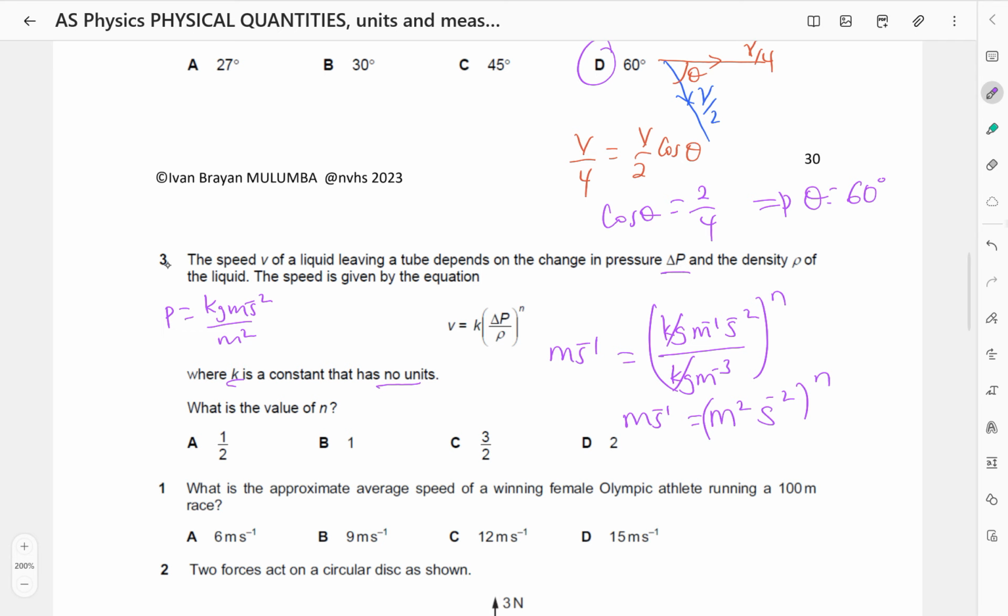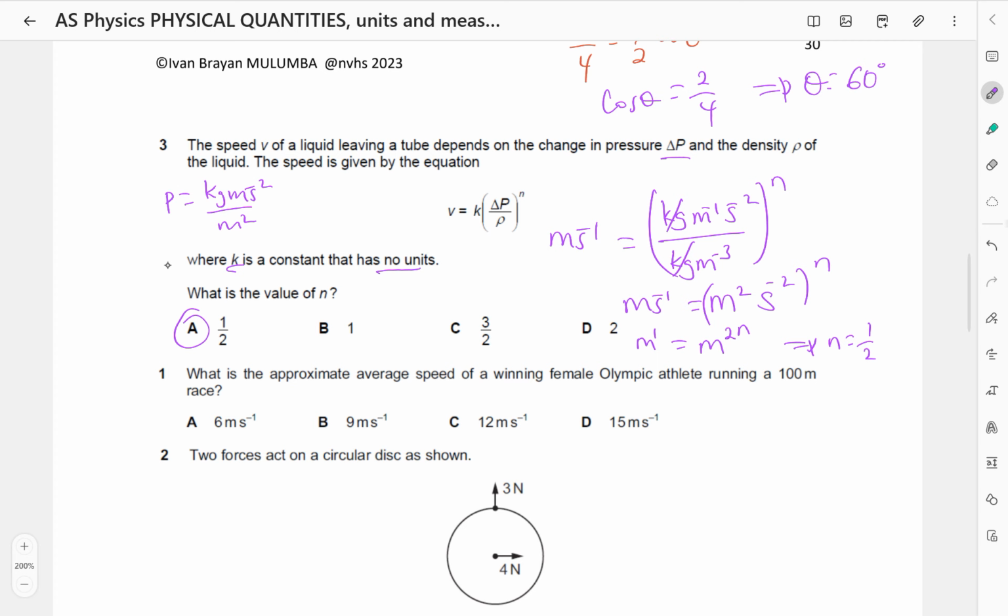So I can use m to find n. I have m power 1 on the left hand side and m power 2 times n, which is 2n, on the right. If I equate the powers, n is going to be a half. So my answer is going to be A. You could also use s to find n. s power negative 1 on the left hand side is s power negative 2n on the right hand side, where n will still be equal to a half.